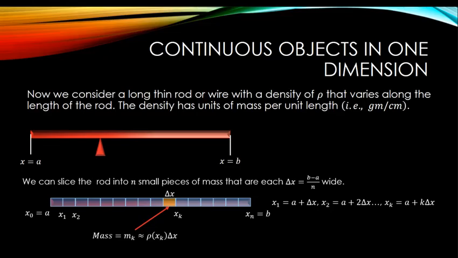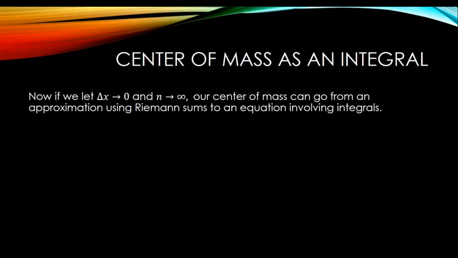This means that my mass at the x sub kth interval is going to be given by m sub k is approximately equal to my density function rho evaluated at x sub k times delta x. Now I'm going to let delta x go to 0 and n go to infinity.